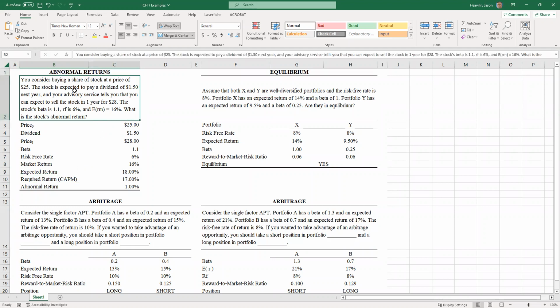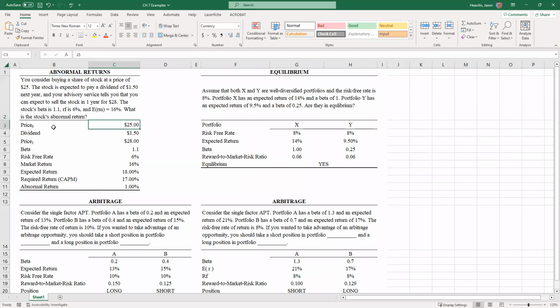So we have some information here. You consider buying a share of stock at a price of $25. The stock is expected to pay a dividend of $1.50. And then the stock is expected to be at $28 in a year from now. And then they give us some other information: beta, risk-free rate, and the market return. So what is the stock's abnormal return, if any?